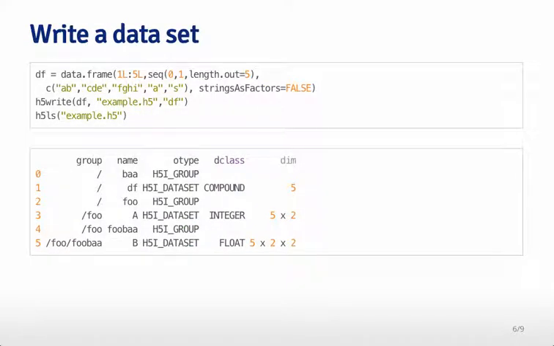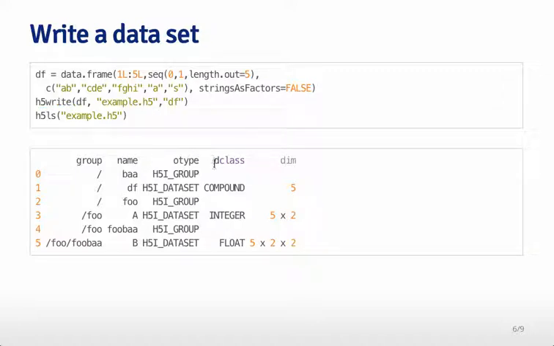So we can write a data set directly. Also, we can write a data set to the top level group. And the way that we do that is, suppose we create a data frame like this with the df command. So now we have this data frame up here. And so what we can do is use the h5write command to write that data frame directly to the top level group.